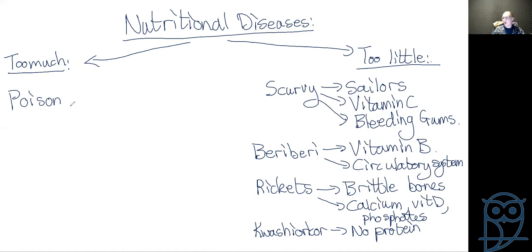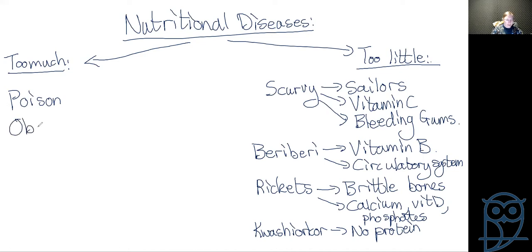There are so many kinds of poisons. There are so many different effects that you can get from them. I'm just going to write poison there. It's on the too much side. If you get any of these substances in, it is too much for your body, and your body can't handle it. And so you end up with that.